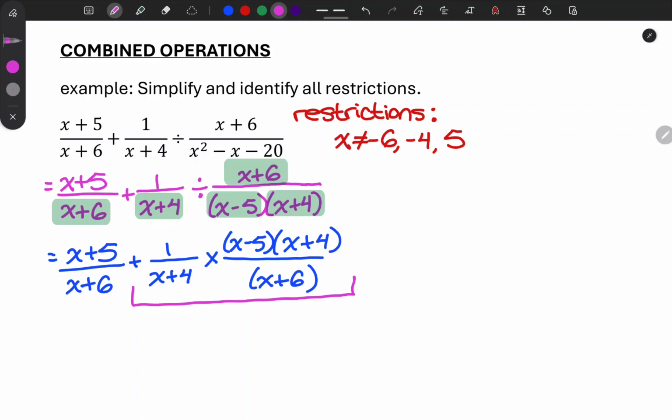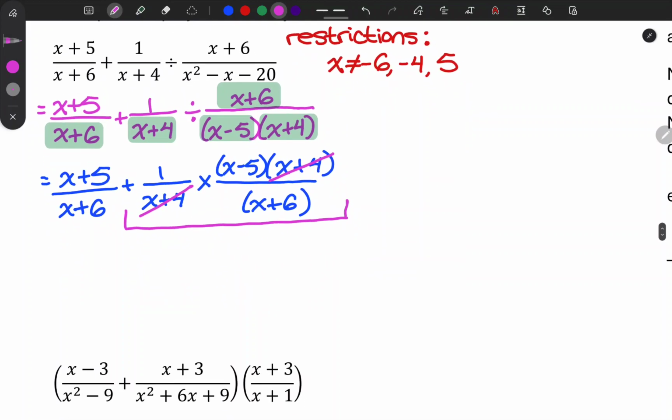And in doing that, I already see that there is an x plus 4 that can be divided out of the numerator and the denominator, and you know what? That actually took care of our multiplication problem. Well done. So let's see what this looks like now. x plus 5 over x plus 6 plus we have x minus 5 over x plus 6.